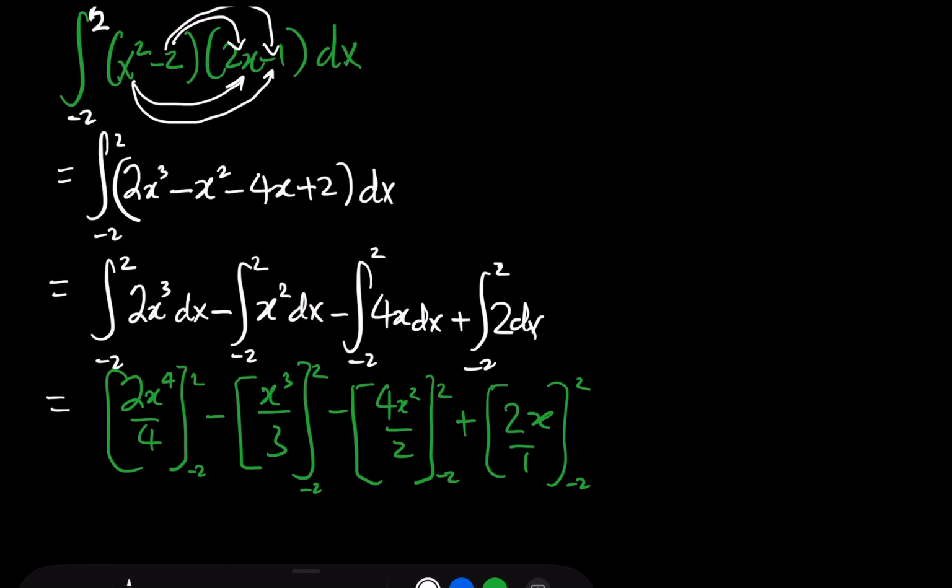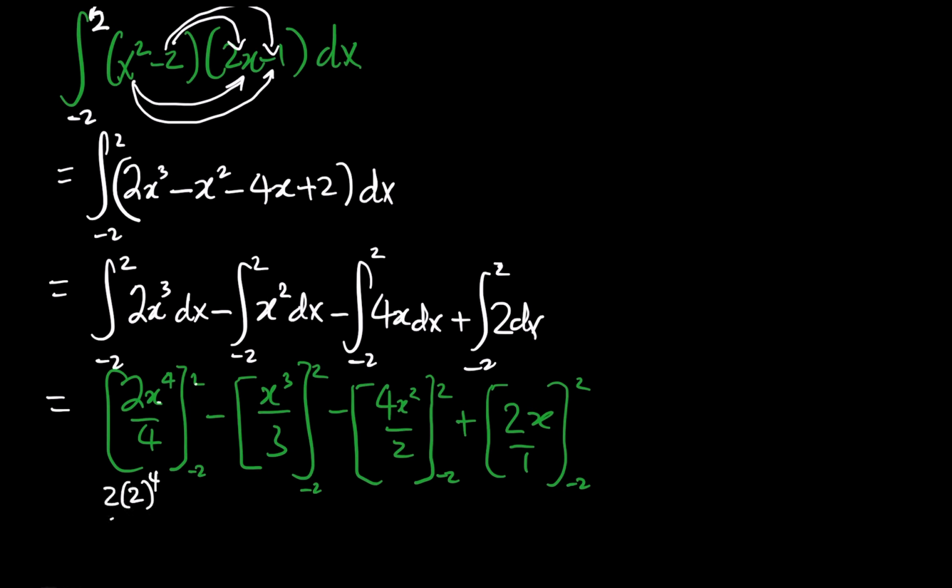Now when we do this, when we put in our 2, we're going to get 2 into 2, 4 over 4, like this, minus, we put negative 2. So we're going to have 2 into negative 2 and 4 all over 4, like that. Then you're going to have minus again. And this time we're going to put 2. We're going to get 2 cubed over 3. And then we are going to also have a minus.